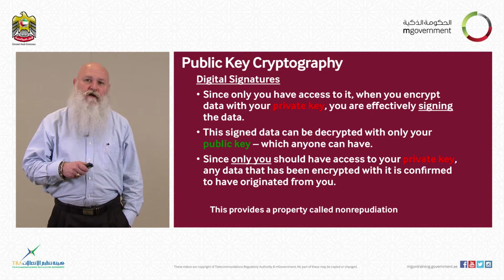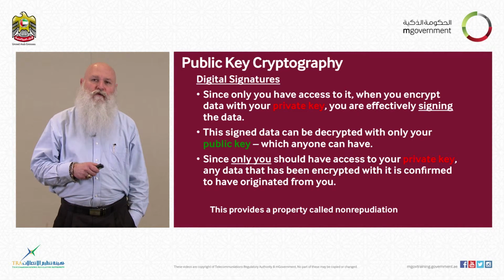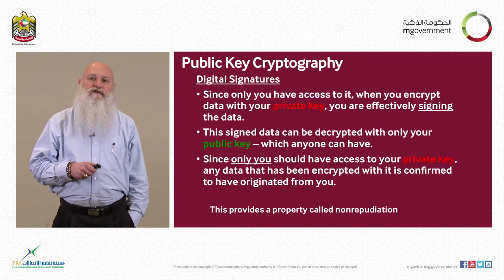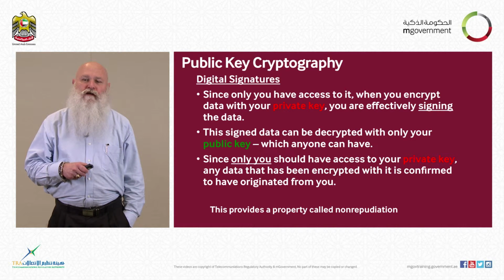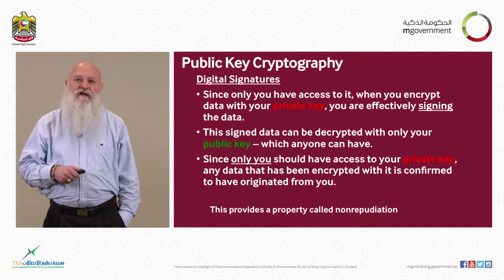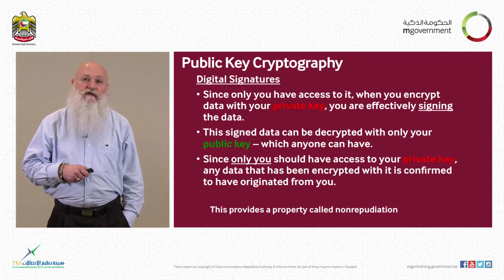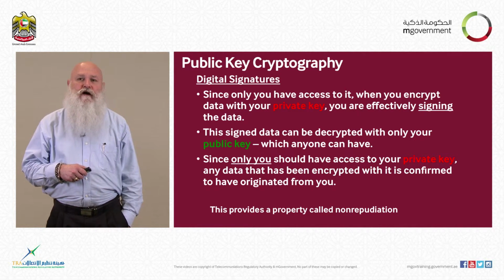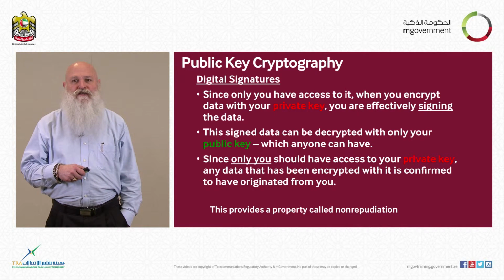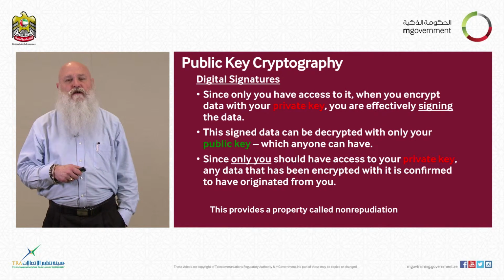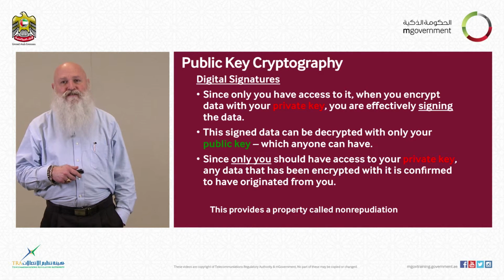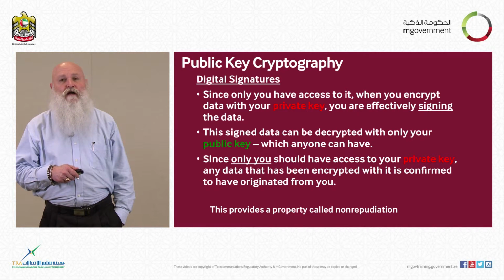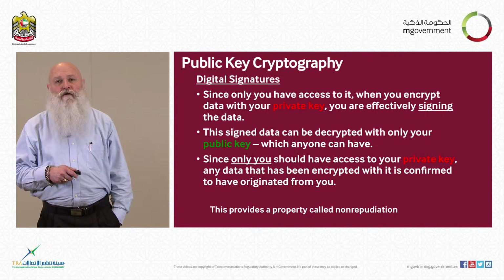Further, because only Alice can encrypt with her private key, she cannot at some later point claim to have not sent or signed a message encrypted with it. So we have gained the property of non-repudiation. A message encrypted with Alice's private key must have come from Alice and only Alice. Therefore, she cannot say that she did not sign it or send it.